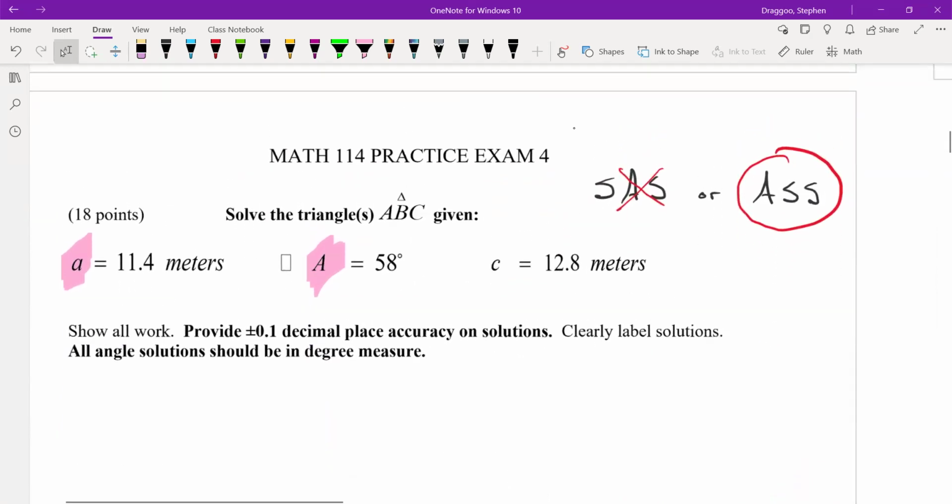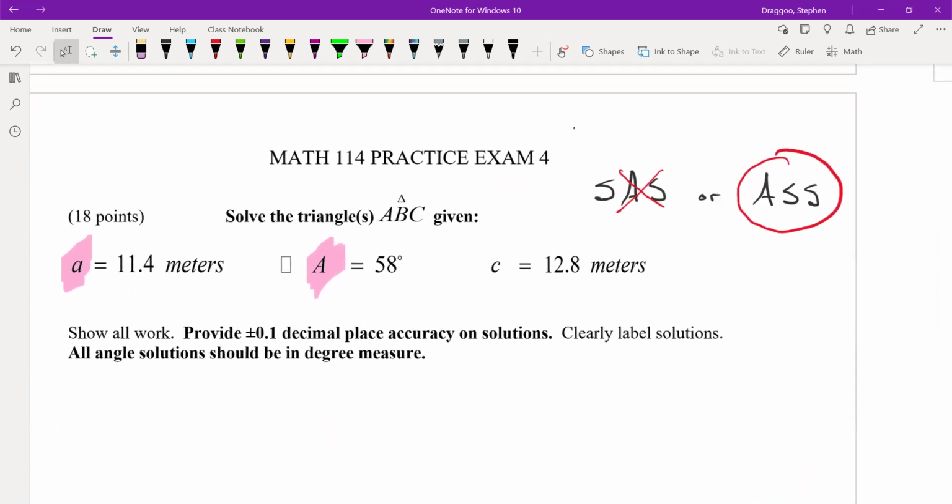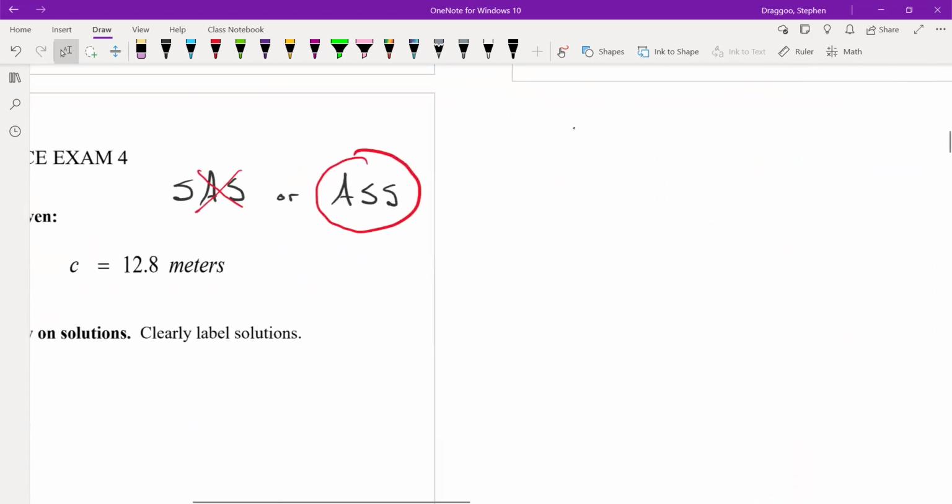Cool. We're 1.5 problems done and halfway through our time. We're gonna be on time. This is fine. Okay, cool. So since we had that repeat information, we need to check for two triangles.